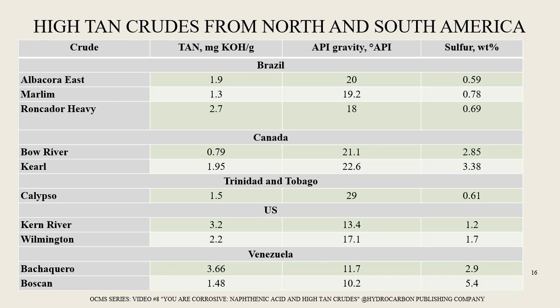This table shows the properties of major high-acid crudes produced in North and South America, namely from Brazil, Canada, Trinidad and Tobago, the U.S., and Venezuela. A complete list of major high-acid crudes produced around the world is available in our strategic report Novel Strategies of Processing Price-Advantaged Crudes in a Volatile Oil Market.